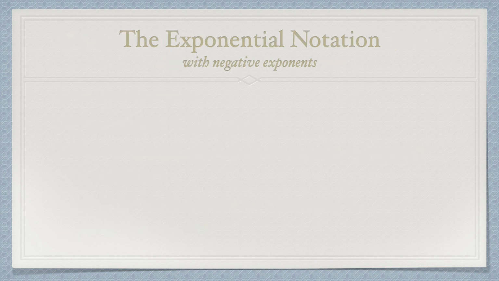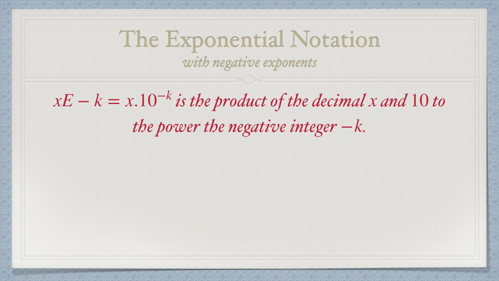What is the exponential notation with negative exponents? X e minus k is x multiplied by 10 to the power minus k. It is the product of the decimal x and 10 to the power, the negative integer, minus k. For instance, 12.45 e minus 1 is 12.45 multiplied by 10 to the power minus 1, that is 1.245.